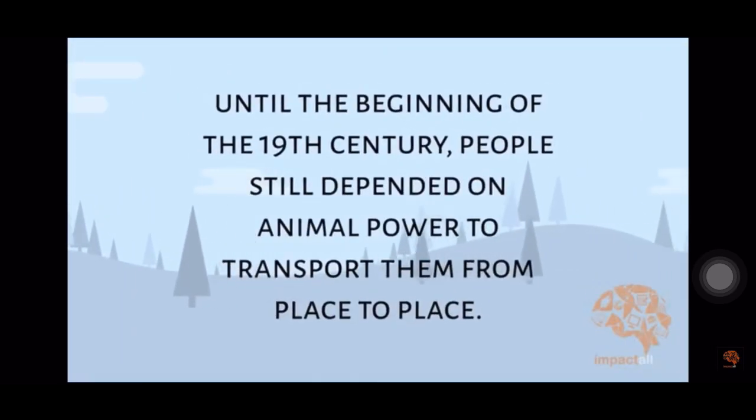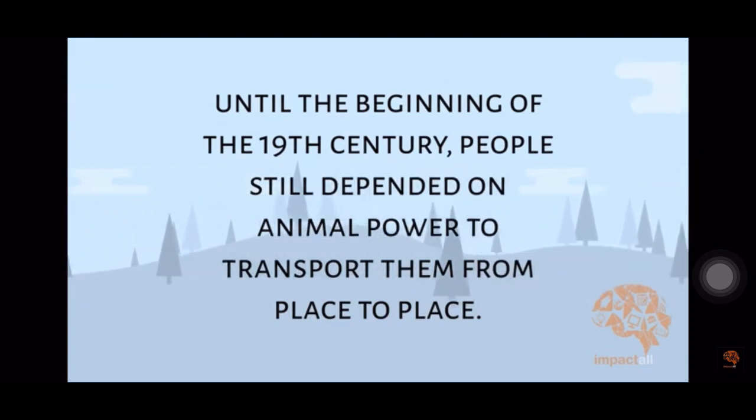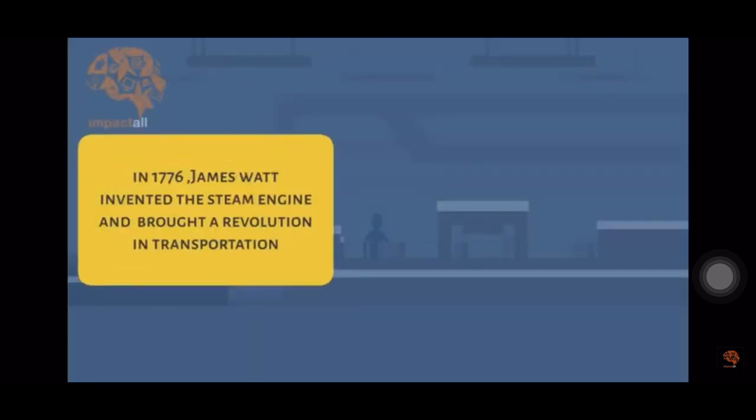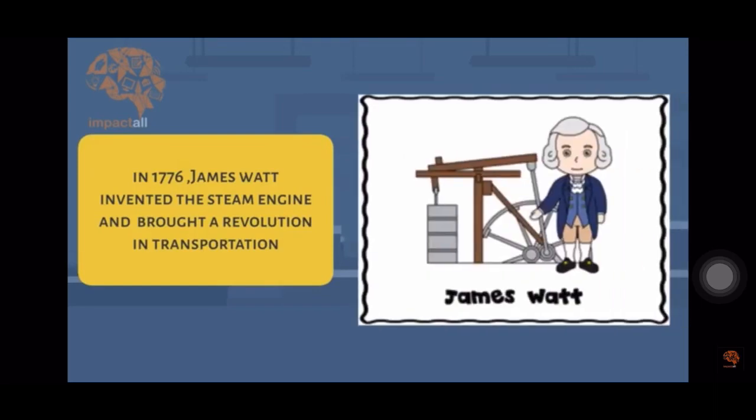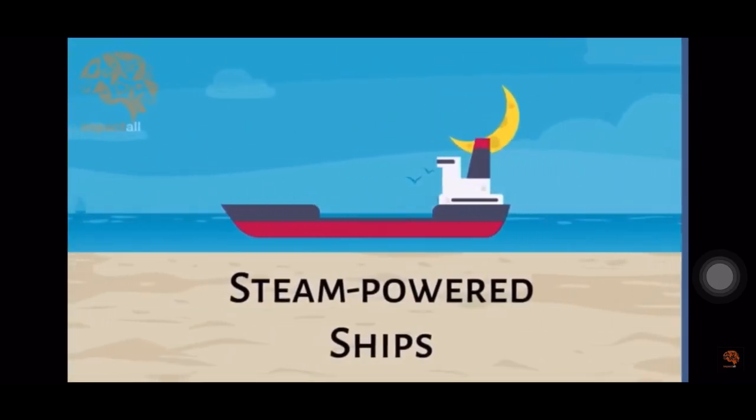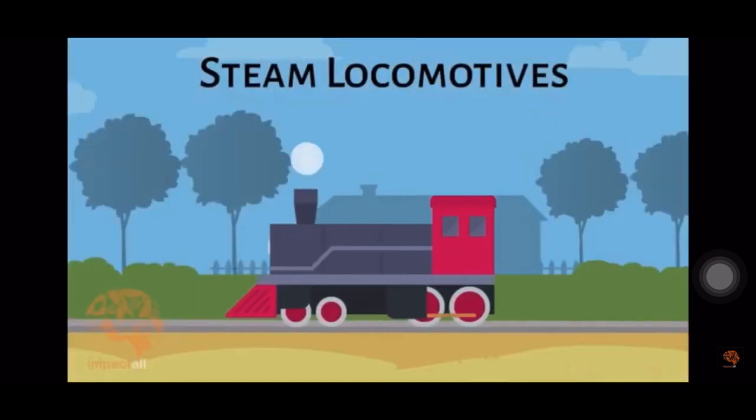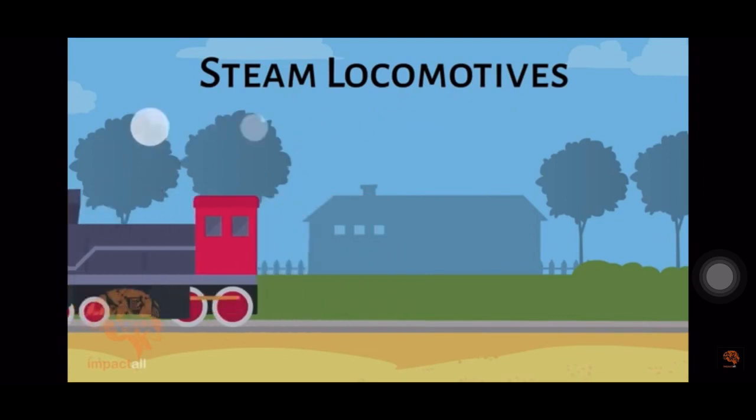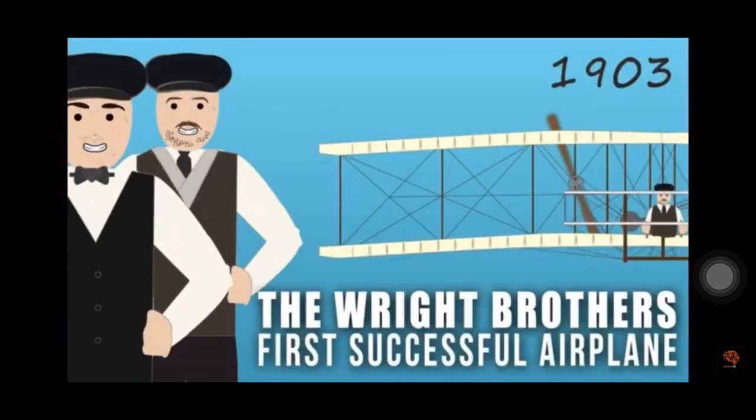Until the beginning of the 19th century, people still depended on animal power to transport them from place to place. Until James Watt invented the steam engine and brought a revolution in transportation. It gave us a new source of power. Steam engines powered the ships and rail locomotives to increase the efficiency of their operation. After several attempts and failure to achieve the goal of flying in the sky, in 1903, Wright brothers successfully invented and flew the first airplane.